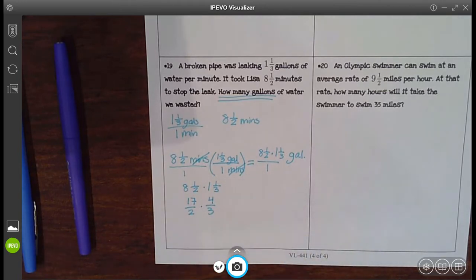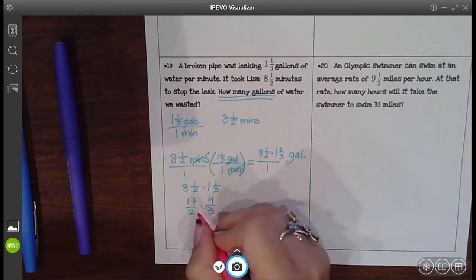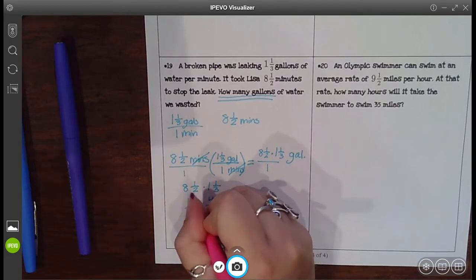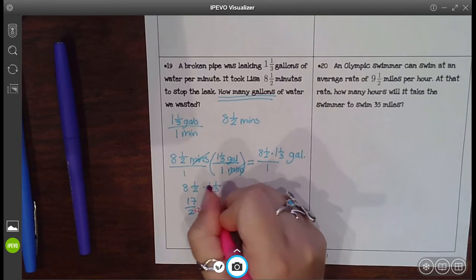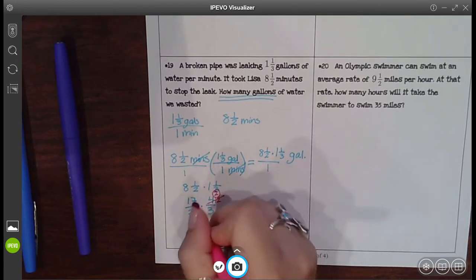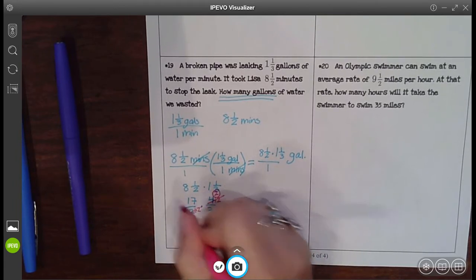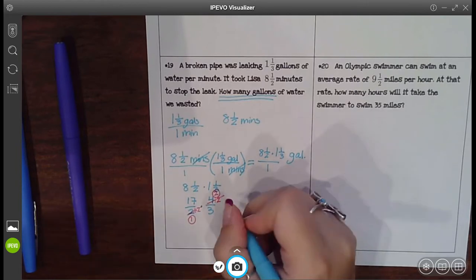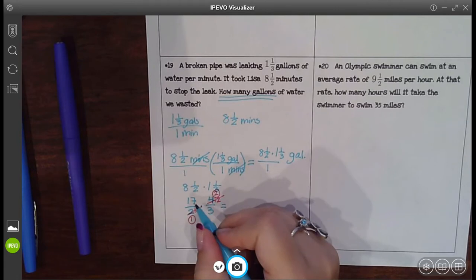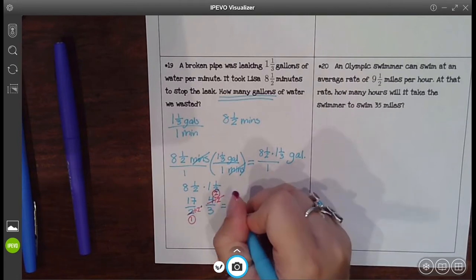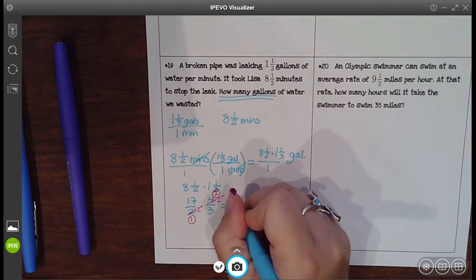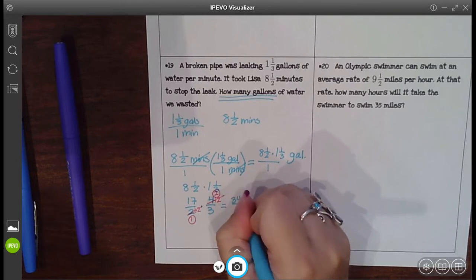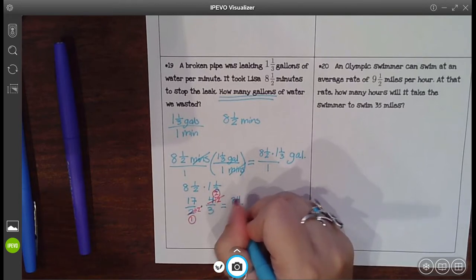Okay, and now I can go ahead and just multiply like normal. I always like to cross cancel if I can, and I can cross cancel this 2 and 4 because 2 can go into both of them. 4 divided by 2 is 2, and 2 divided by 2 is 1. I can't cross cancel the 3 and 17, so let's go ahead and now just multiply across. 17 times 2 is 34, and 1 times 3 is 3.